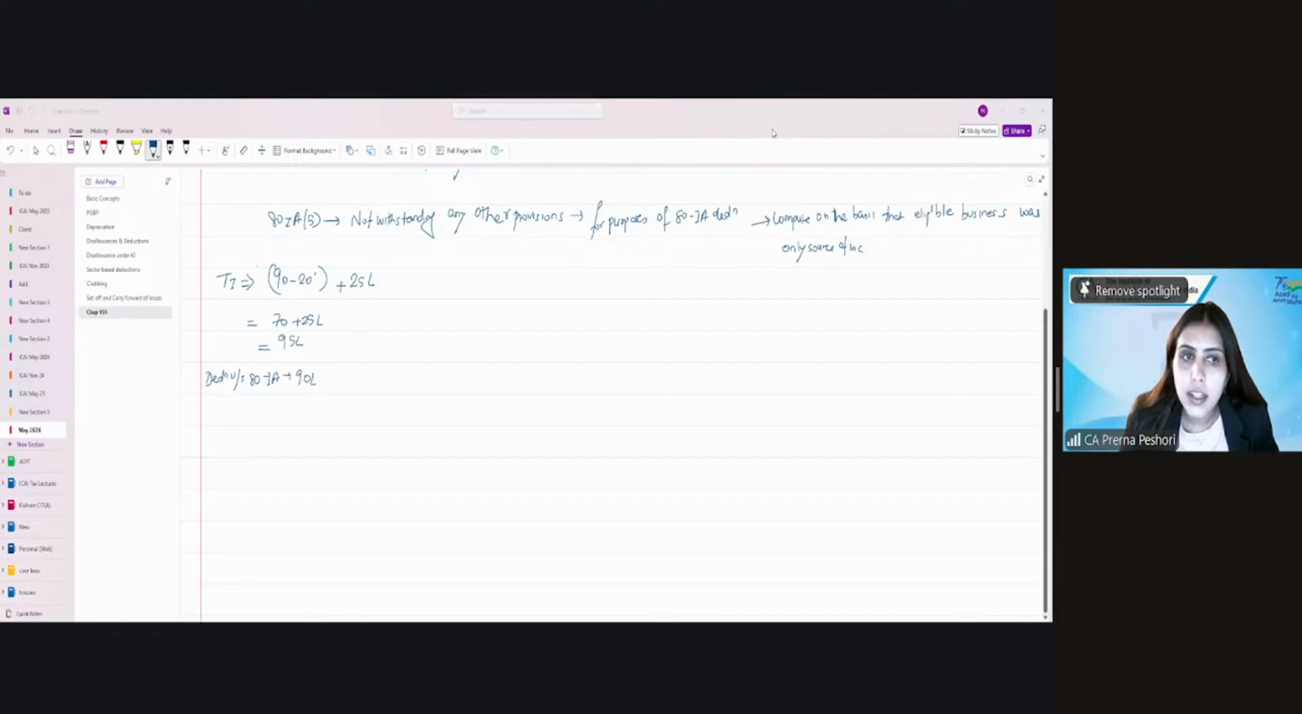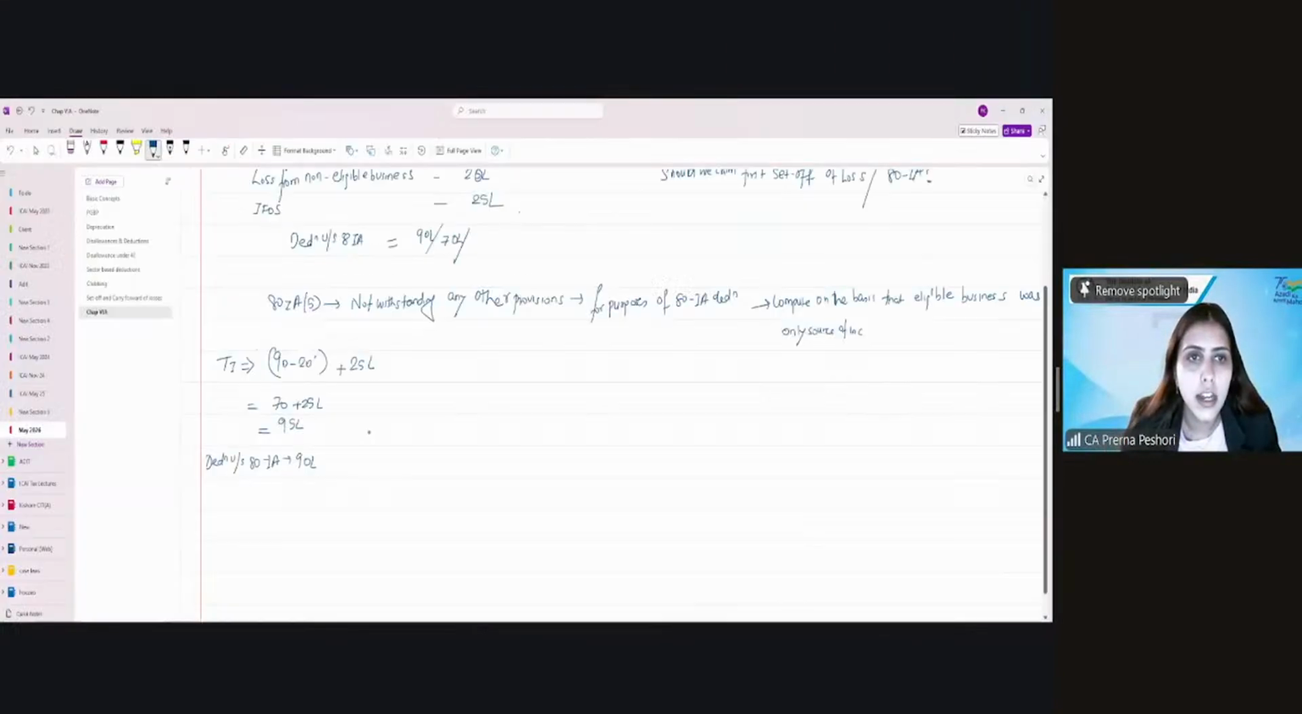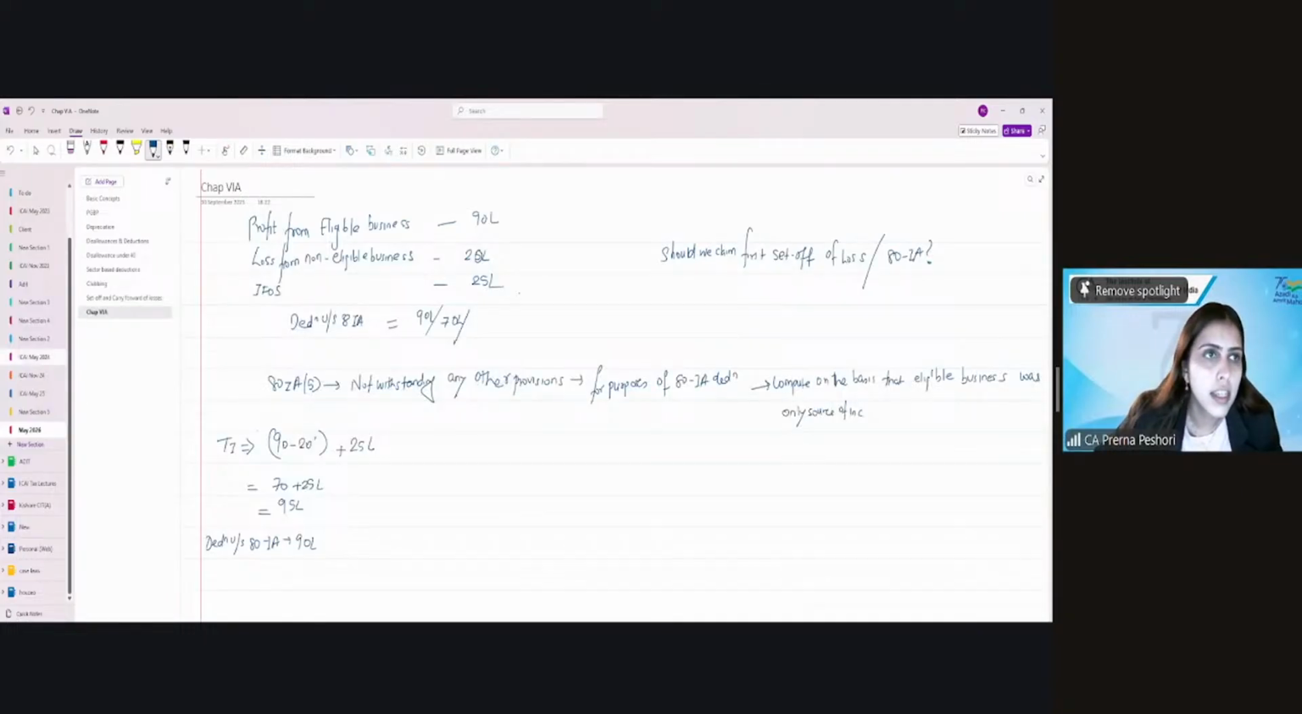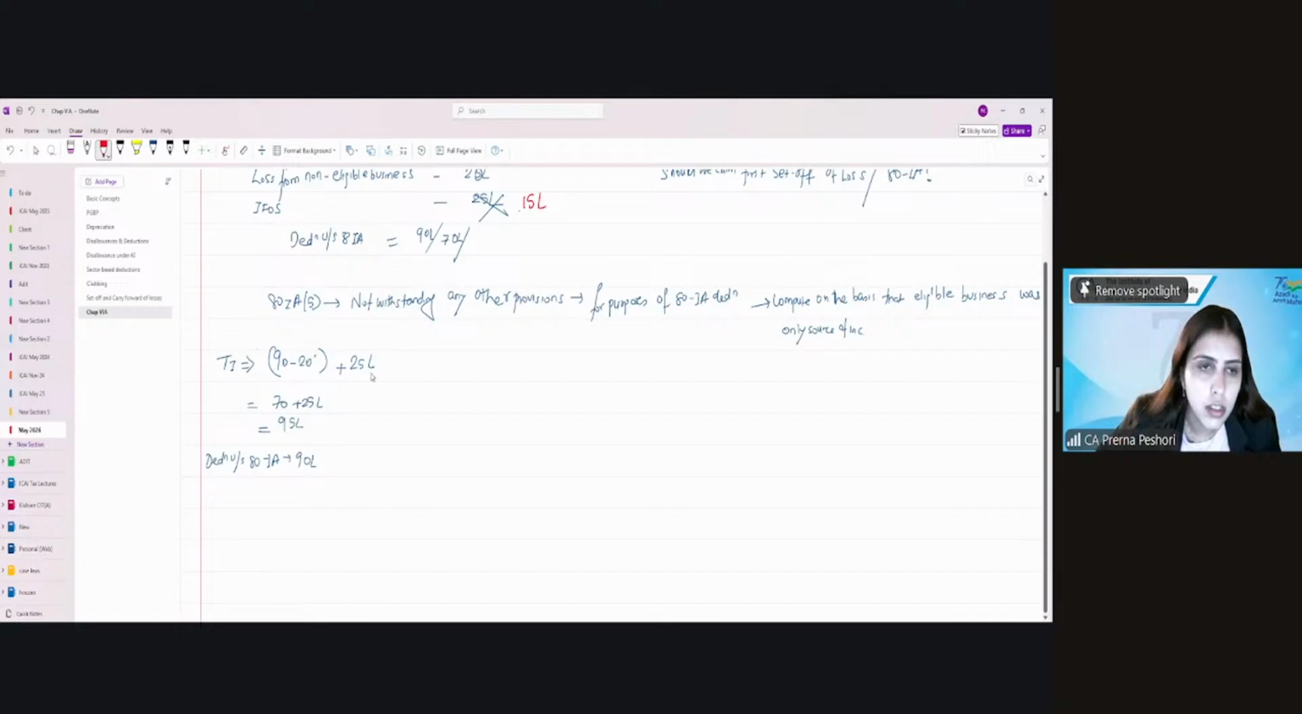Yes? Ma'am, income from other sources is only 15 lakhs, not 25 lakhs. Then total income will be 85 lakhs, right? Then we'll restrict to 85 lakh. Obviously, I'll come to that point. So if, for example, my other source income, I change it to 15 lakh.